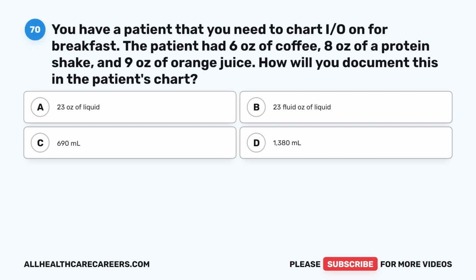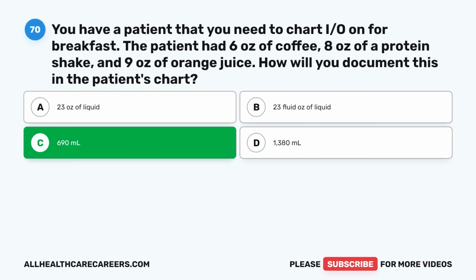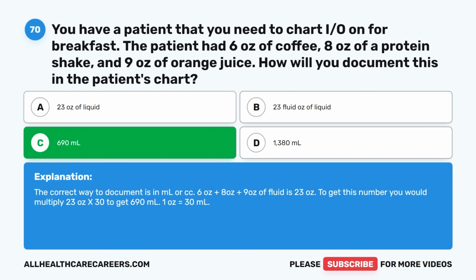Question 70. You have a patient that you need to chart I&O on for breakfast. The patient had 6 ounces of coffee, 8 ounces of a protein shake, and 9 ounces of orange juice. How will you document this in the patient's chart? A. 23 ounces of liquid. B. 23 fluid ounces of liquid. C. 690 ml. D. 1,380 ml. The correct answer is C. 690 ml. The correct way to document is in ml or cc. 6 ounces plus 8 ounces plus 9 ounces of fluid is 23 ounces. To get this number, you would multiply 23 ounces times 30 to get 690 ml. 1 ounce equals 30 ml.